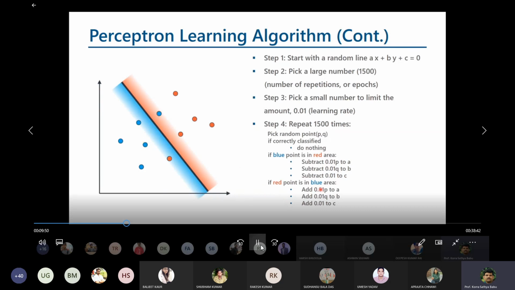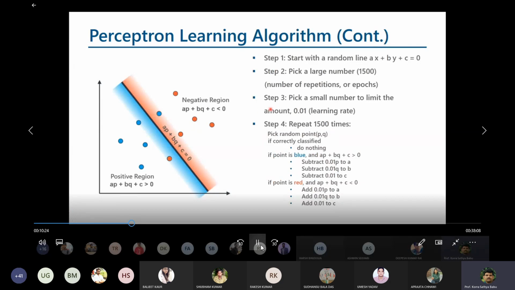Suppose a red point is in the blue area, then you do the opposite. Here you subtract; there you add. Add the learning rate times P to A, add the learning rate times Q to B, and add the learning rate to C, so that the line shifts to this side. If a blue point is in the red area, you follow this structure. If a red point is in the blue area, you follow these small calculations.